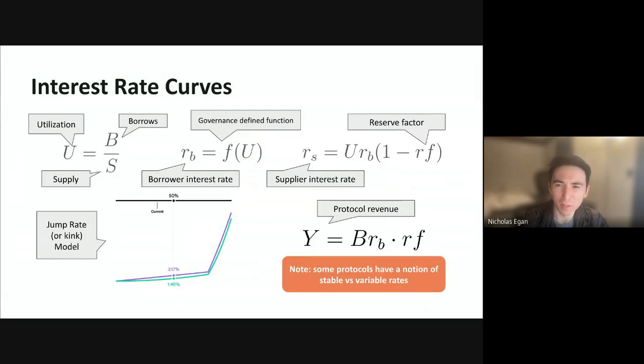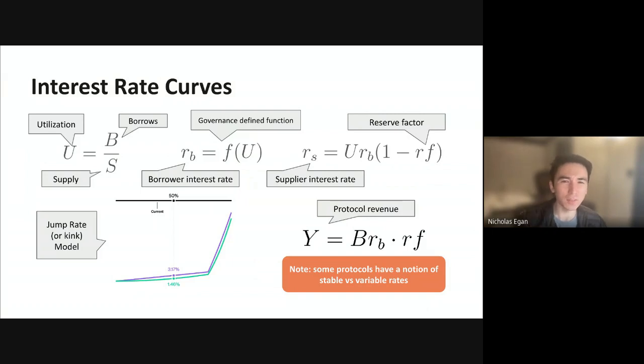Before I dive into any methodology, here is a quick refresher of how interest rate curves work for protocols like Compound and Aave. First off, the utilization rate is defined as the total amount borrowed over the total amount supplied for a given asset, and it tells us what proportion of a given lending pool is being loaned out to borrowers. The borrower interest rate comes from a governance-defined function of this utilization.